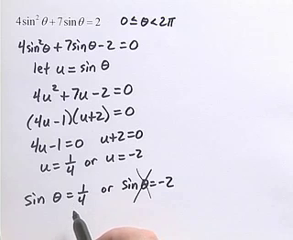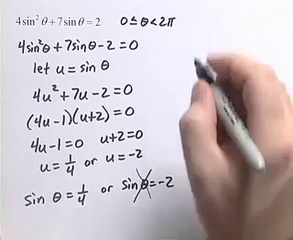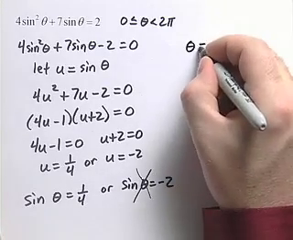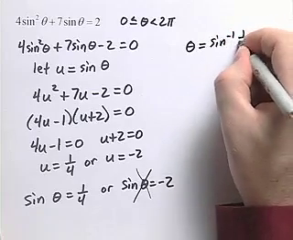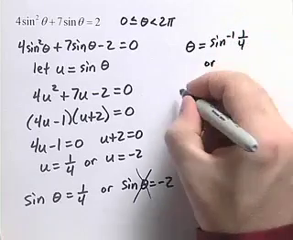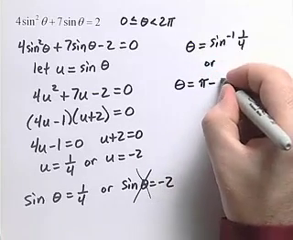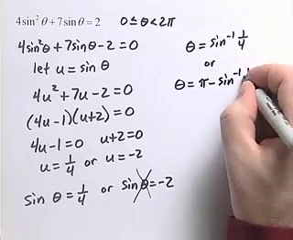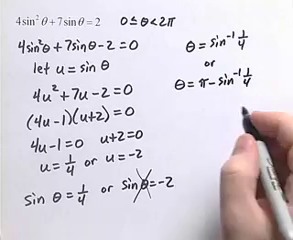Sine of theta is equal to 1/4. The sine of theta will equal 1/4 in the first and second quadrants. That's where sine is positive. And so we'll get that theta is equal to sine inverse of 1/4, or theta is equal to pi minus sine inverse of 1/4. So we get our angle in quadrant 1 and in quadrant 2.